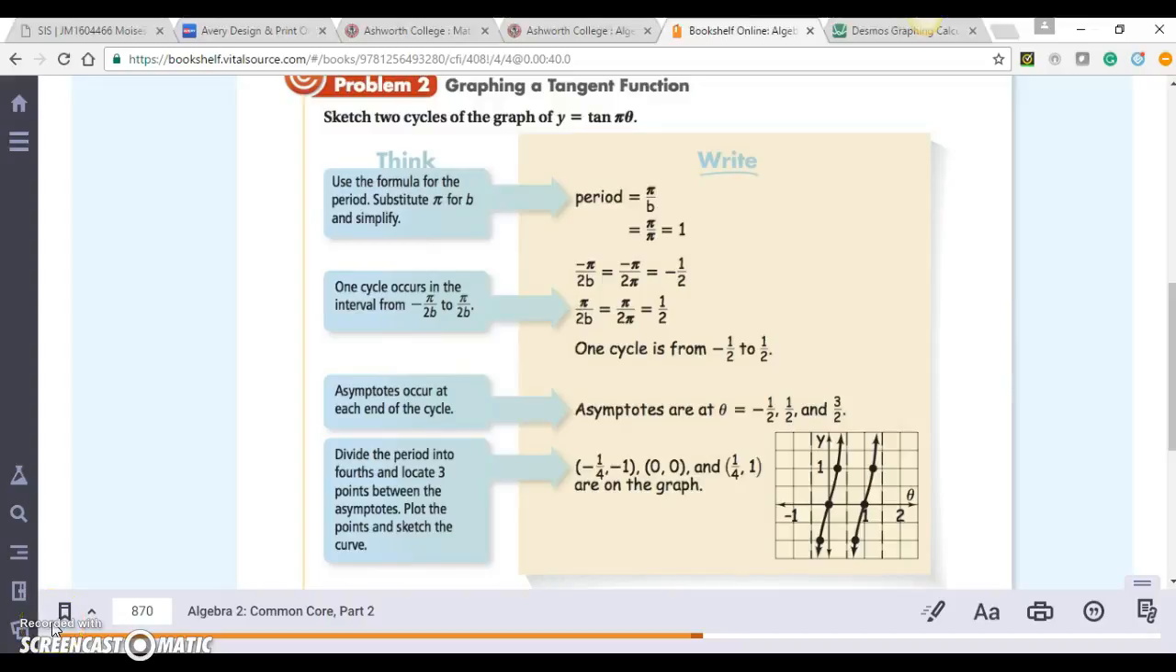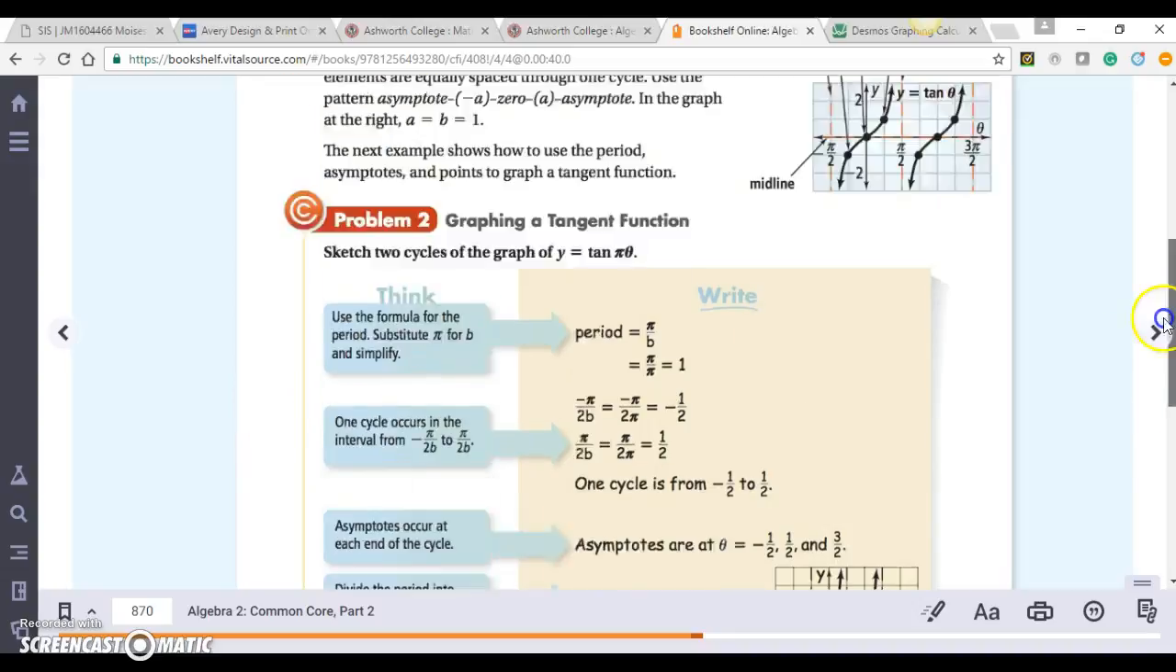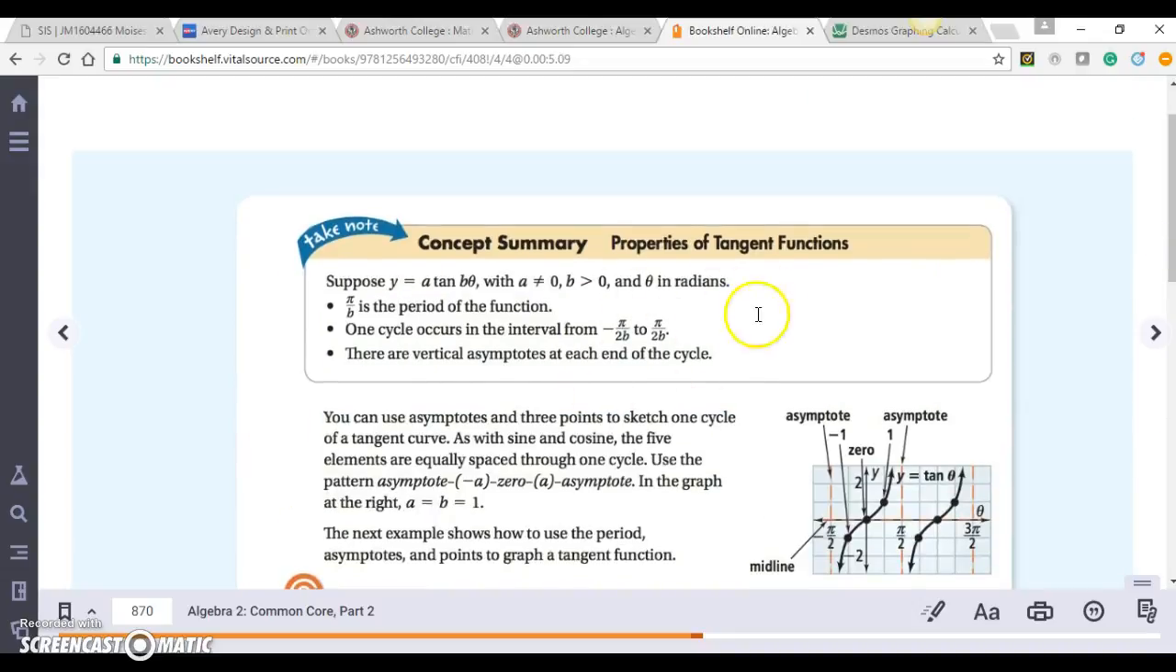Okay, let's take a look at problem 2, graphing a tangent function. It says sketch 2 cycles of the graph of y equals tangent pi theta. Of course, to find the period, we need pi over b. B is my coefficient of theta, and by the way, all of this information is right here in this beautiful chart.